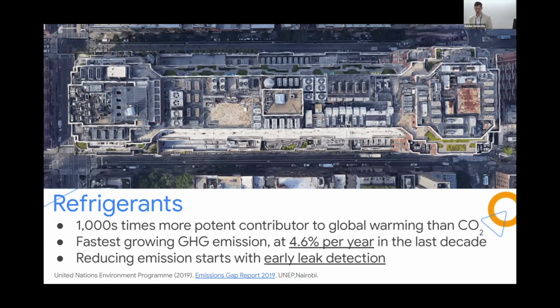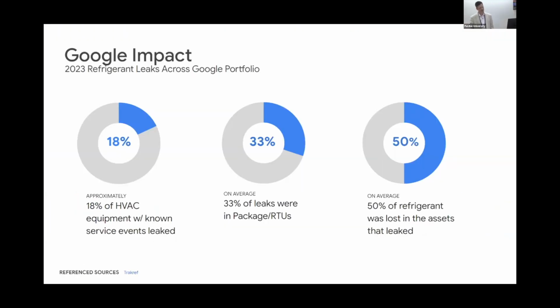We have a huge inventory, over 820 or so buildings. Most of them we own, but several we lease. And we have several thousand ACs that are all at some point leaking. Looking more closely at the Google impact, legally we have to track the amount of leakage, and that's done by technicians going to the devices and inspecting them. Sometimes less accurate, sometimes more accurate, but we estimate 18% of the HVAC equipment leaks on a yearly basis.